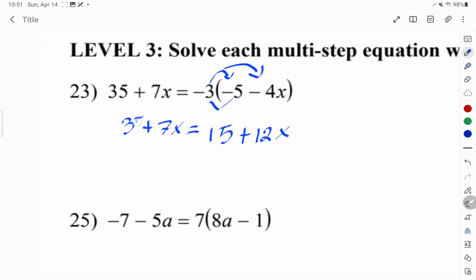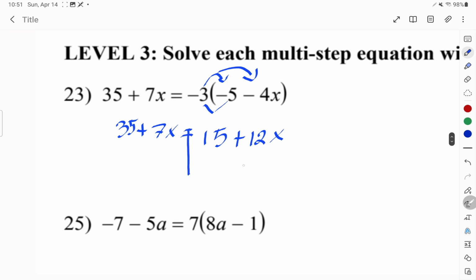Now again, I'm going to try and move my x's to the left, my numbers to the right. So I'm going to go ahead and do a minus 12x on both sides. Okay, minus 12x, minus 12x. That one cancels out. So what we're going to get here is going to be 15 equals negative, what would that be? That would be 1, 2, 3, 5x. And then this is a 35.